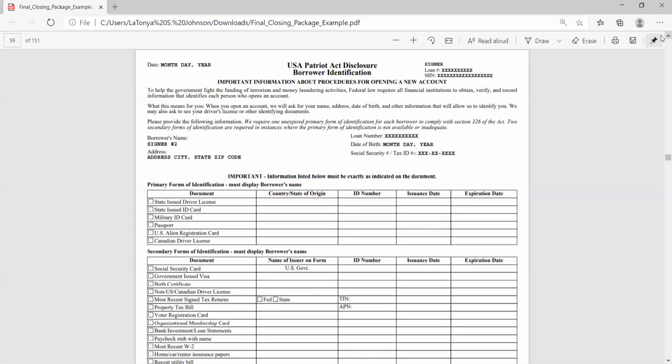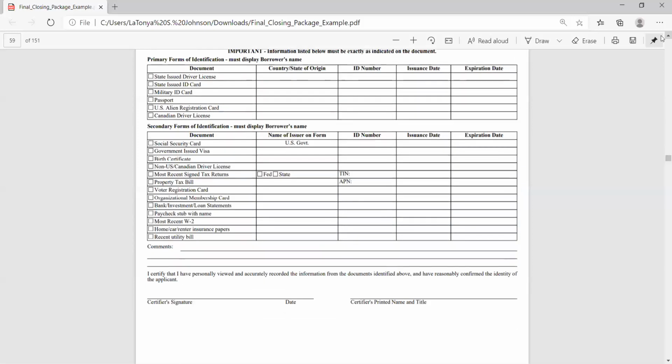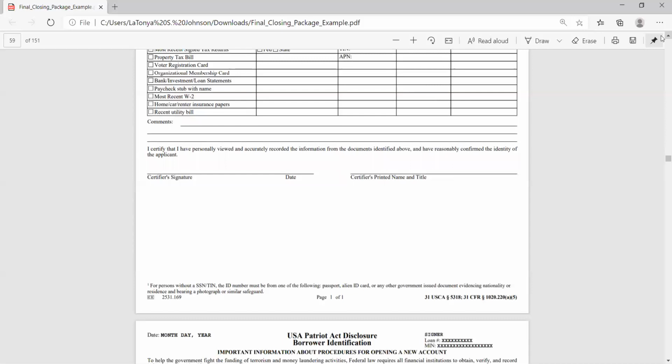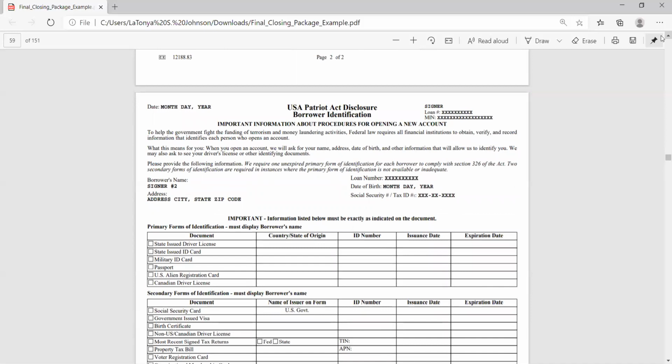This is the Patriot Act. You are going to find this in every single document that you close. And this is actually something for you to sign, that you've looked at their information. So this is something that you need to look at and pay attention to. It's just stating to help the government fight the funding of terrorism and money laundering activities. Federal law requires all financial institutions to obtain, verify, and record information that identifies each party who opens an account.